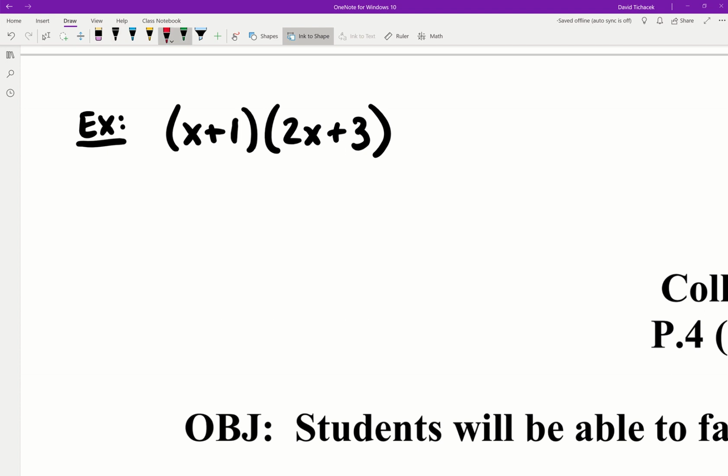Well, don't forget how to foil, right? So F-O-I-L, all right? That stands for first, outer, inner, last. So if we were doing the F in our FOIL, that is to take the first term times the first term, and that's F in FOIL. So in this example that I just made up, that would be x times 2x. That would make 2x squared, okay?